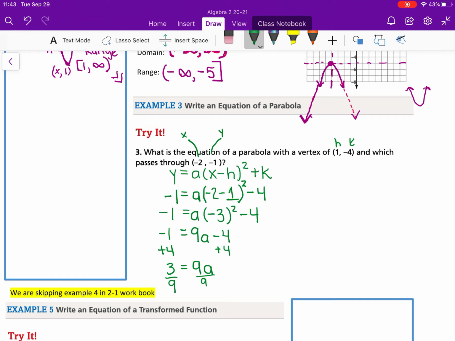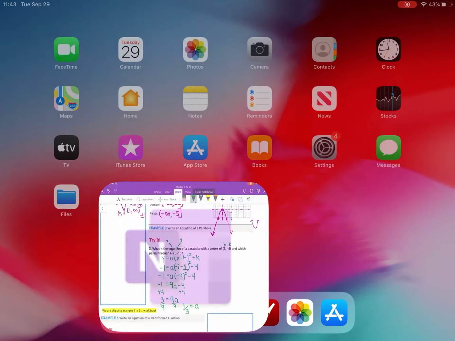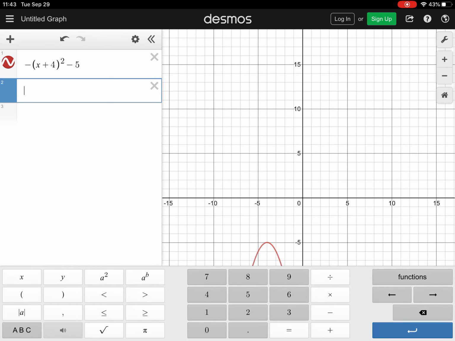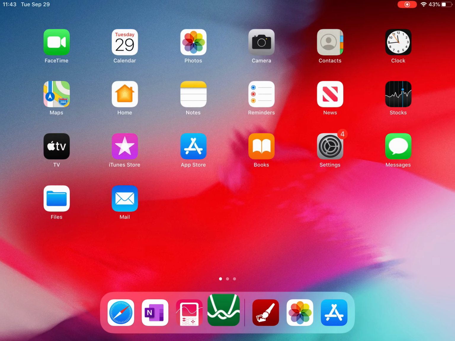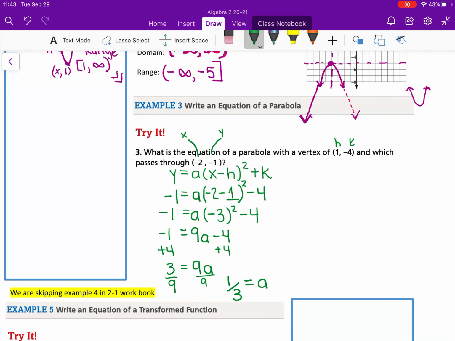And last step is to divide by 9. And if we are good with fractions, we know that that equals 1/3. If we are not good with fractions, we do have Desmos that will help us. If I type in 3 divided by 9, and then I hit this little fraction button right there, it'll reduce it for me to tell me that it is 1/3. So calculator can be your best friend if you know how to use it.